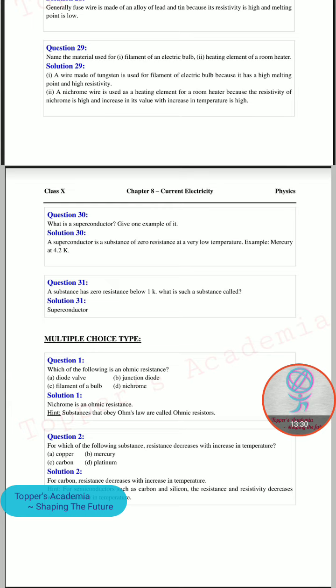Then we are left with two of the multiple choice type. Which of the following is an ohmic resistance? The option is nichrome, D, because a substance which obeys Ohm's law or has a linear graph is called an ohmic conductor. Other than that, they are not. For which of the following substances does resistance decrease with increase in temperature? The answer will be carbon. It decreases with increase in temperature. Similarly for a semiconductor, the resistance and resistivity decrease with increase in temperature.